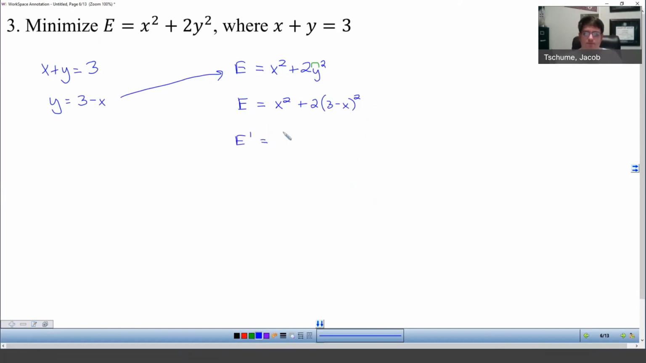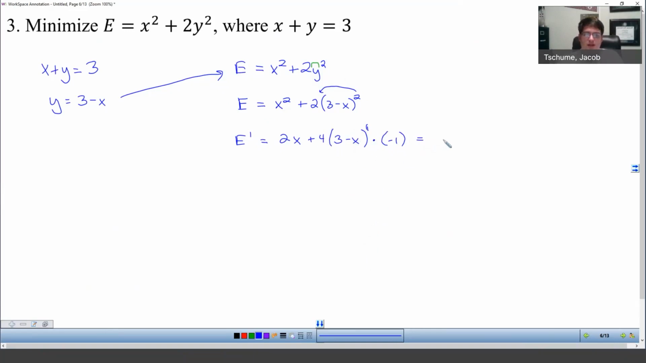E prime will be 2x. This is going to be the chain rule. So bring the 2 to the front. That's 4. Leave the inside alone. Subtract 1 from the power, which makes it a first power. And then multiply by the derivative of the inside, which is negative 1.